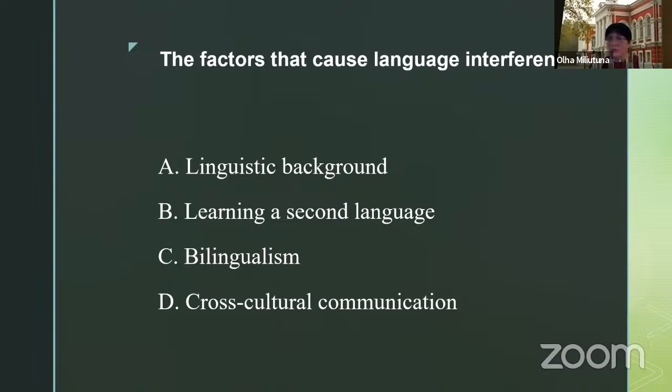Well, cross-cultural communication is also a factor that causes language interference. People communicating across linguistic and cultural boundaries may have different expectations about communication. For example, people from different cultures may have different preferences for politeness in education, which can lead to misunderstandings and misinterpretations.